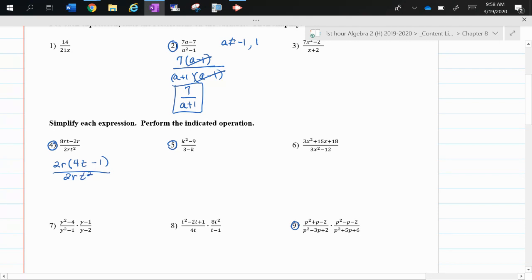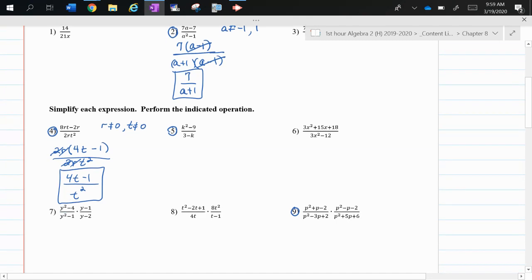So now I'm going to look at my denominator, and I see that r cannot be 0, and t can also not be 0. And then, what can I simplify? I see a 2 over 2, and I see an r over r. So what I'm left with is 4t minus 1 over t squared.